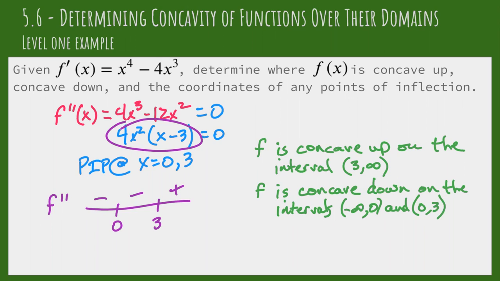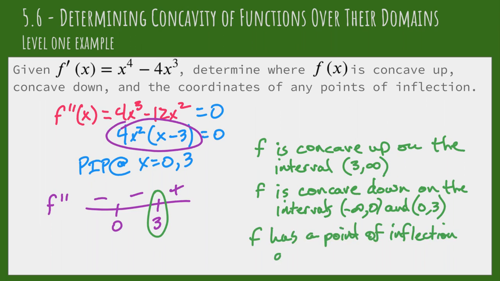Last question is coordinates of any points of inflection. The graph of f is only going to have one point of inflection at x equals 3. So f has a point of inflection at 3 comma, and then we need to figure out what the y coordinate is, and it's actually not possible to determine the y coordinate, and the reason is we don't know what f is.